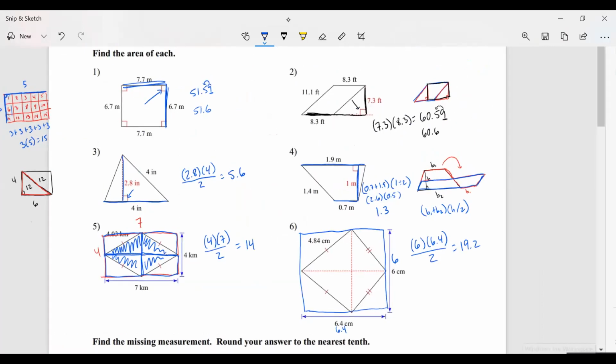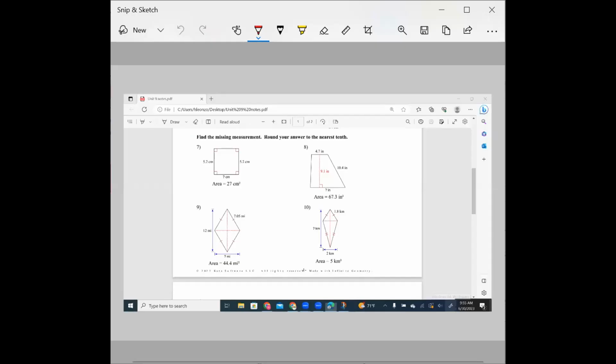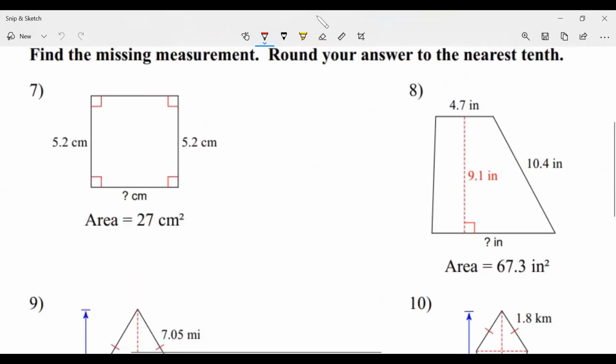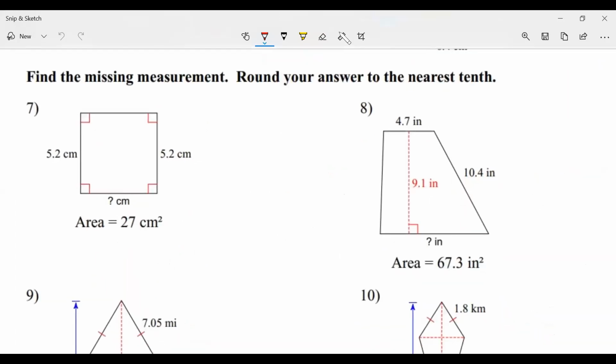Pretty simple. But then once you know how to get the area of the figures, we're going to play with that. Let's take a look at question number 7 through 10. When I ask you to find the missing measurement, round your answer to the nearest tenth. In this case, number 7, I'm giving you a rectangle. And I'm telling you the area is 27. One of the sides of the rectangle is 5.2. And then another side of the rectangle, 5.2, but the third side is a question mark.